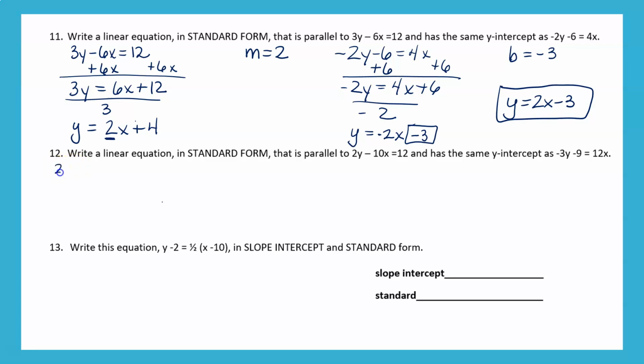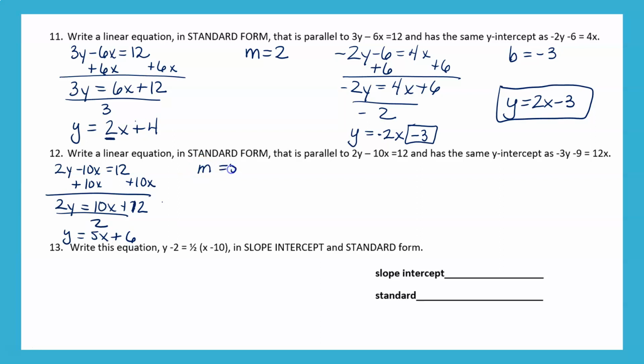All right, so let's rearrange this one so we can get our slope. I'm going to add 10x to each side. So I have 2y equals 10x plus 12. I'm going to divide everything by 2, so I have y equals 5x plus 6. So my slope is 5.